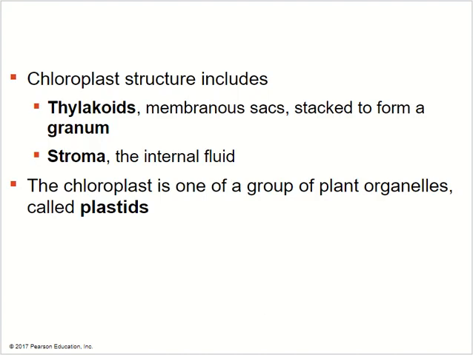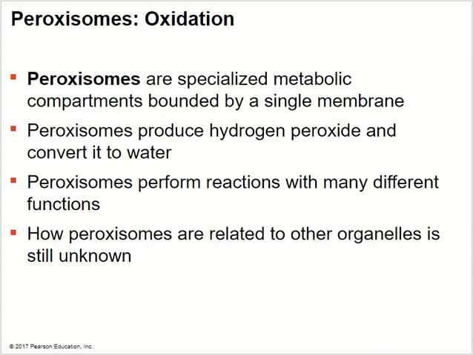Chloroplast structure includes thylakoids, which are membranous sacs stacked to form a granum. And then there is stroma, which is the internal fluid. The chloroplast is one of a group of plant organelles called plastids.